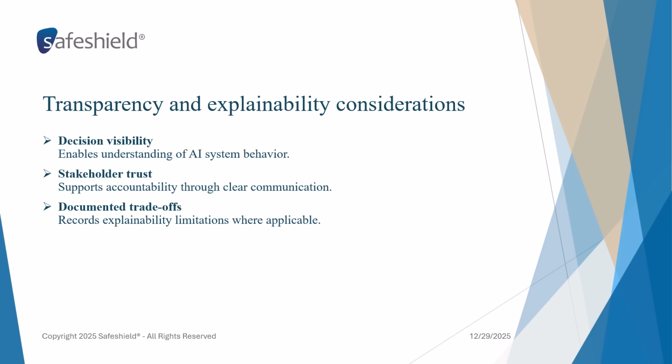Transparency and explainability also support incident response and continuous improvement. Clear understanding of system behavior enables faster diagnosis of issues and more effective remediation. By embedding transparency and explainability into governance practices, organizations strengthen trust, accountability, and responsible AI use over time.